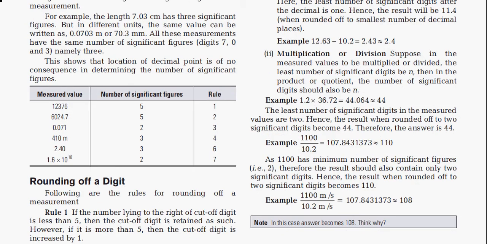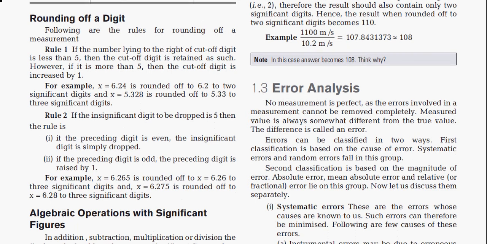Let's talk about the rounding of digits. We have only 2 rules there. If the digit to the right of the cutoff digit is less than 5, then the cutoff digit is retained as such. However, if it is more than 5, then the cutoff digit is increased by 1. You will get a better idea by example. If it is 6.24, the next digit, which is 4, is less than 5, so the previous one, which is 2, will be retained here, so it will remain 6.2.